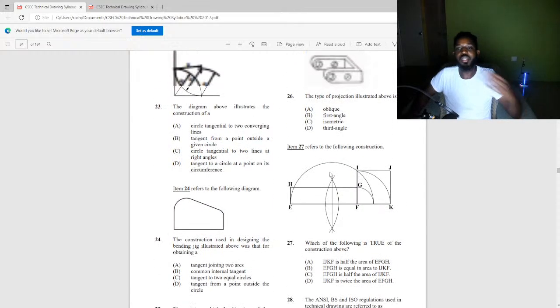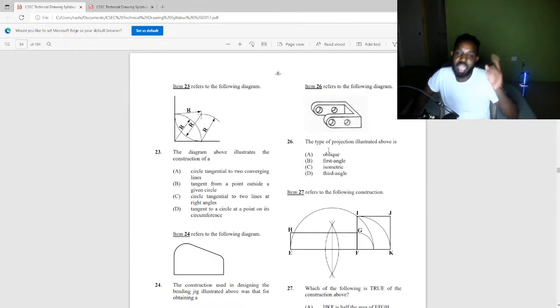Number 26 says, the type of projection illustrated above is, and I'm glad that this question is here because I can use this to explain oblique projection. So this is oblique projection. You see the face, it looks flat. This section of it looks two-dimensional. And then for the sides, you have the sides going out at a 45-degree angle. So this is oblique projection. And I have videos on the Mr. Cargill channel that explain this as well.